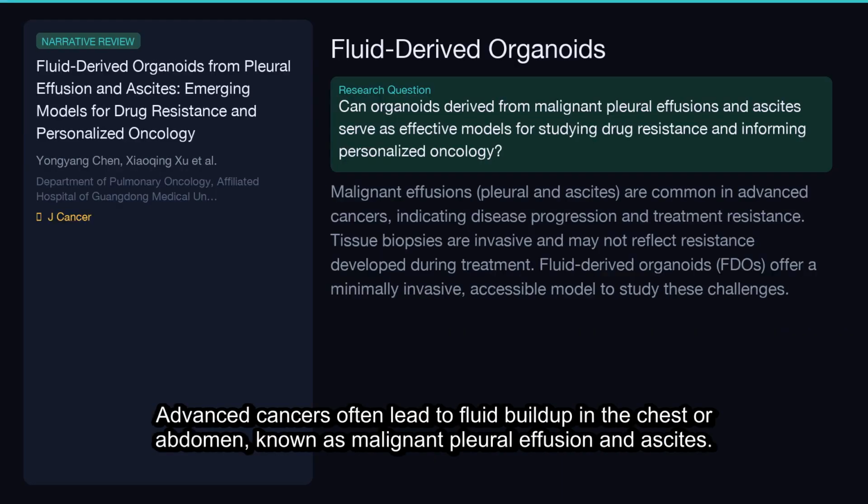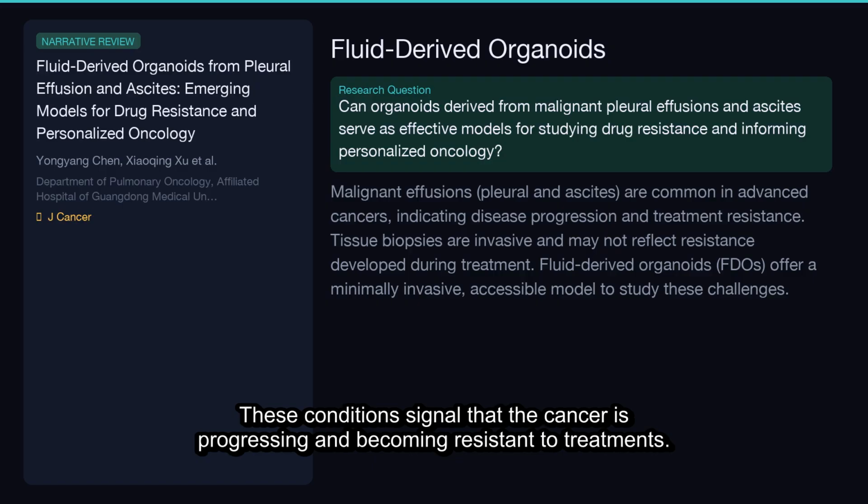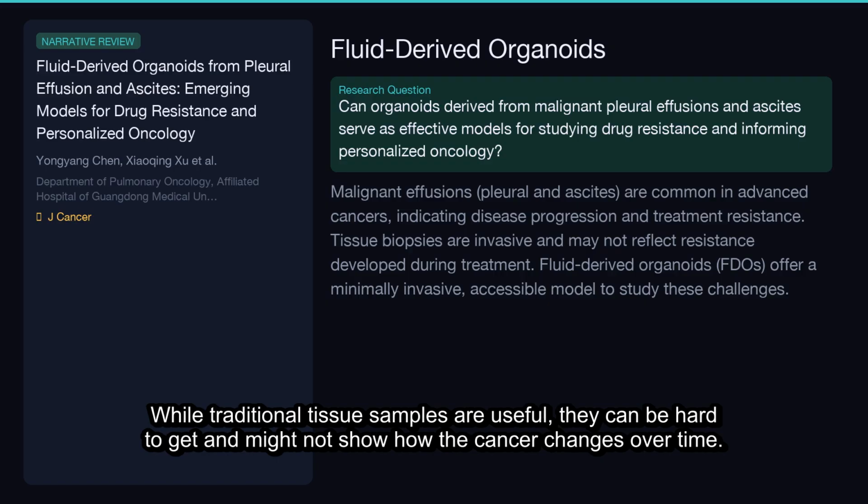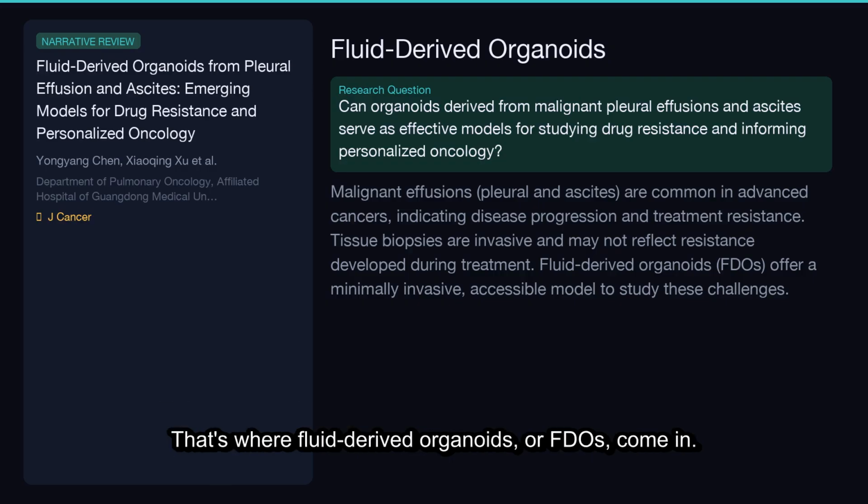Advanced cancers often lead to fluid buildup in the chest or abdomen, known as malignant pleural effusion and ascites. These conditions signal that the cancer is progressing and becoming resistant to treatments. While traditional tissue samples are useful, they can be hard to get and might not show how the cancer changes over time. That's where fluid-derived organoids, or FDOs, come in.